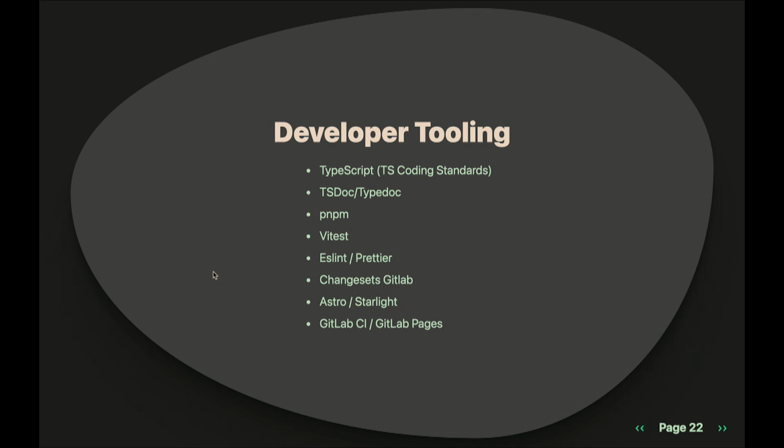And then we touched on using Astro and Starlight. We use GitLab CI both for publishing the packages, for hosting our docs, all that good stuff.